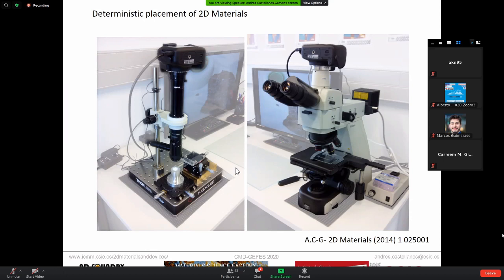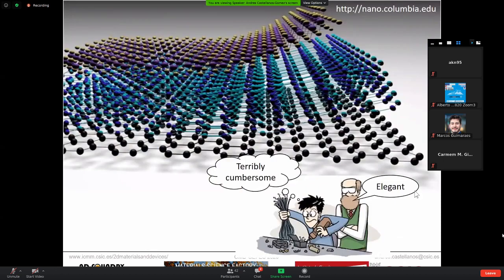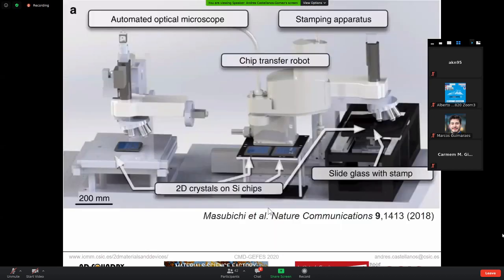Okay, so basically micro manipulators that you actuate with screws and optical microscopes, to supervise that the whole process is done properly. So even though a PI will think about this kind of approach as elegant, I have to say that students find it terribly cumbersome. Okay, and I've suffered it myself. Of course, there are nowadays new ways of doing this kind of assembly.